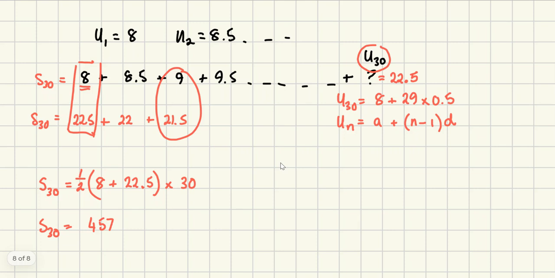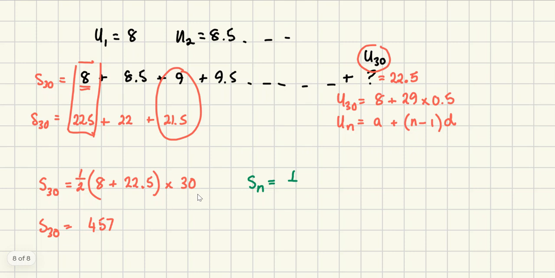But didn't we just get 22.5? No, we got 22.5 as the final term only. I want to know the sum now, adding them upwards. All right. That should lead us now to a formula for the sum of n terms of an arithmetic series.